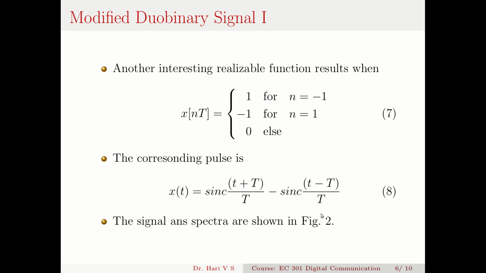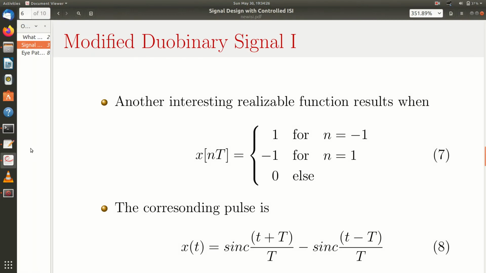And now I can have a modified duobinary signal, with a different condition. This is also a relaxed case with x(nT) is 1 for n equal to minus 1 and minus 1 for n equal to 1 and 0 elsewhere. So I have two impulses, one in the positive direction for n equal to minus 1, and one in the negative direction for n equal to 1. So the corresponding pulse becomes x(t) equal to sinc((t plus T)/T) minus sinc((t minus T)/T). This signal and spectra will be like this.